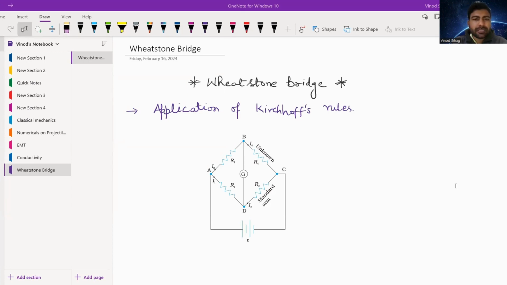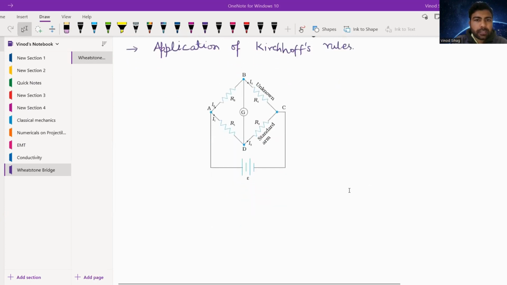So our today's topic is Wheatstone Bridge. Okay. And this Wheatstone Bridge is actually based on the application of Kirchhoff's rules. As we all know, there are two Kirchhoff's rules. First one is Kirchhoff's voltage rule, and second rule is Kirchhoff's current rule. Okay, so these two rules we are going to use here.